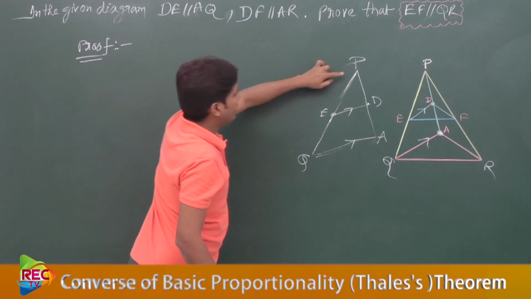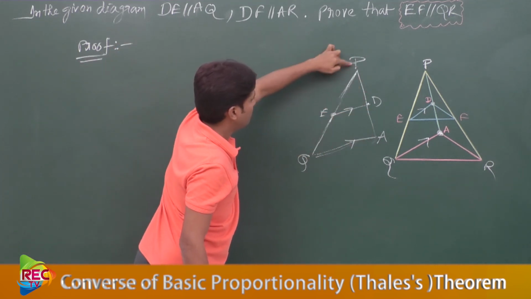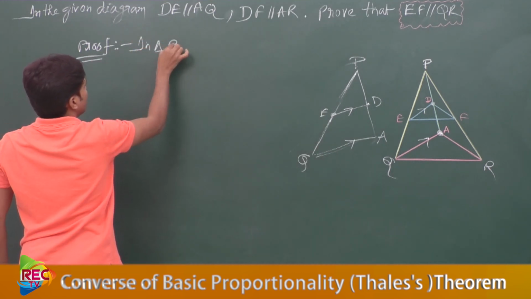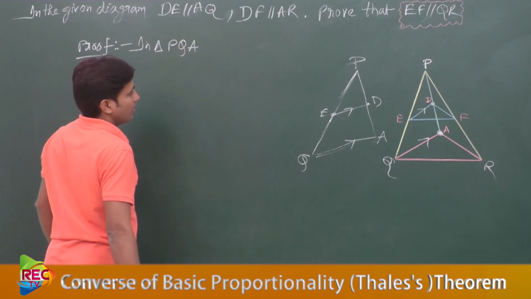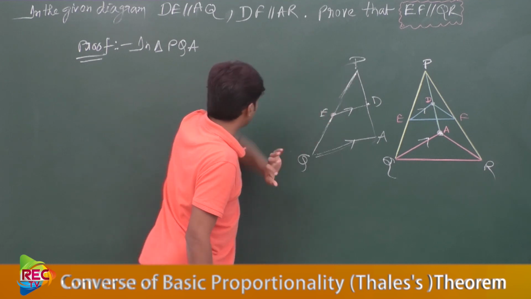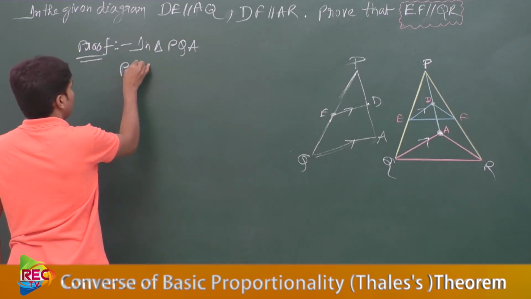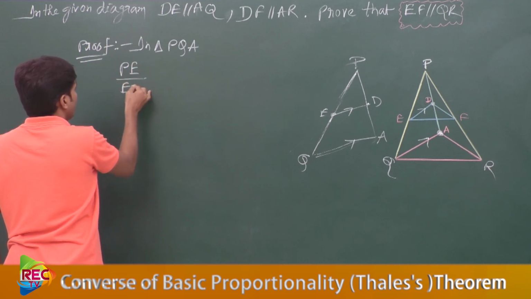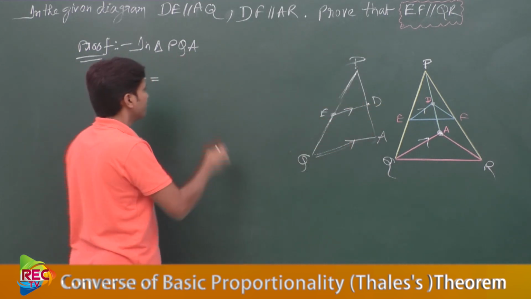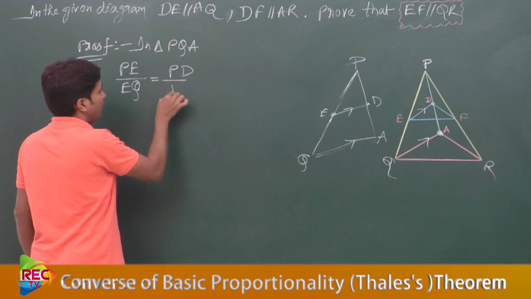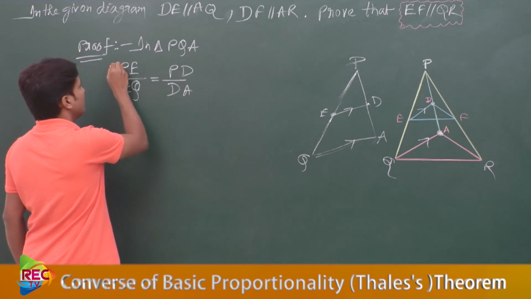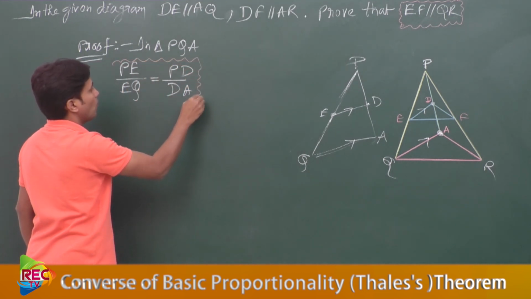In triangle PQA, we can apply the Thales theorem over here. What is the Thales theorem? PE by EQ equals PD by DA, right? PE by EQ equal to PD by DA. Let this be condition 1.